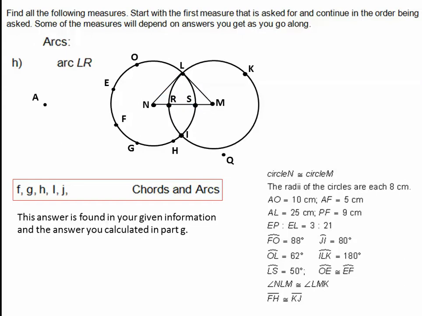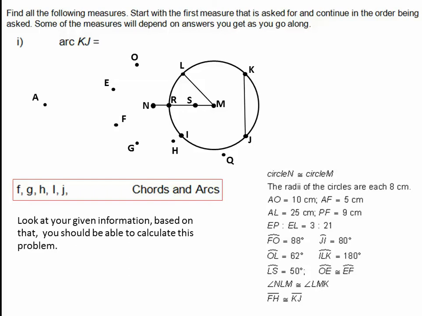Now for H, I said this answer is found in your given information and the answer you calculated in part G. So you're going to use that information to help you find out the measure of arc LR. Arc KJ, look at your given information, and based on that, you should be able to calculate this problem. So what you're going to do is you see what part of the circle I have drawn and all that information. You look at your given information and you fill in what's given. After you fill in the given, it'll help you figure out what KJ is.